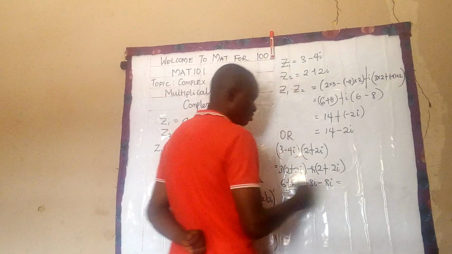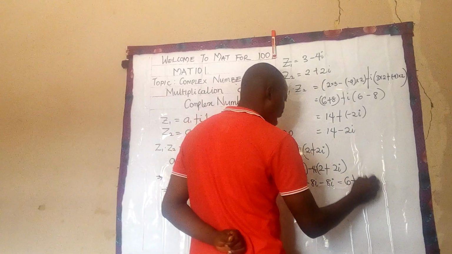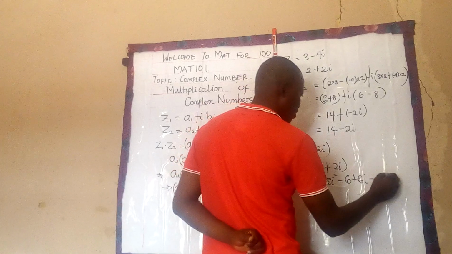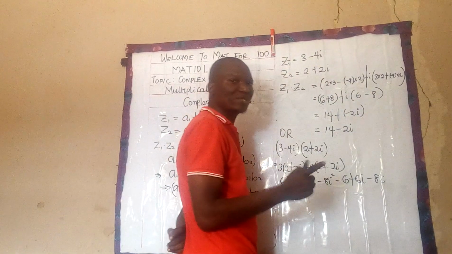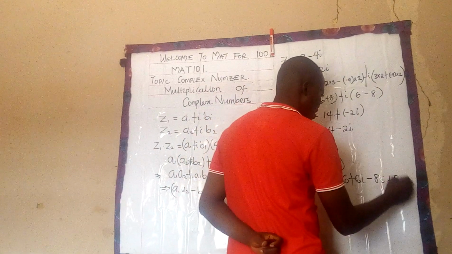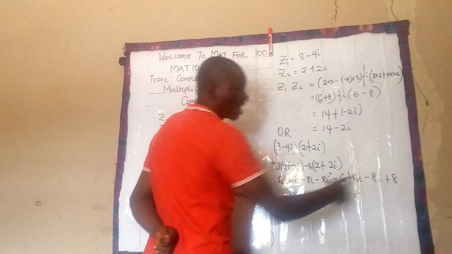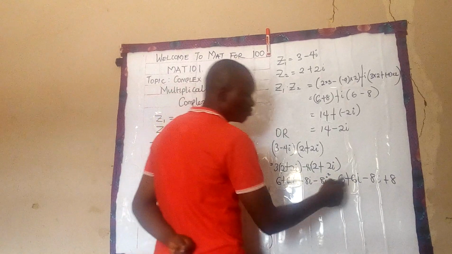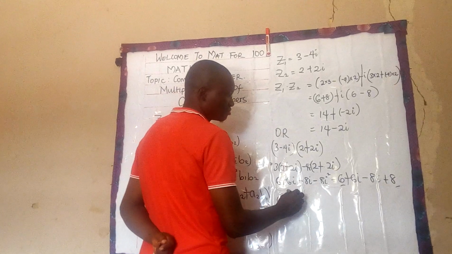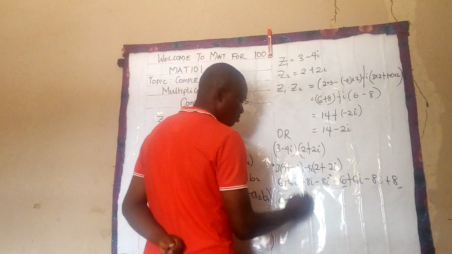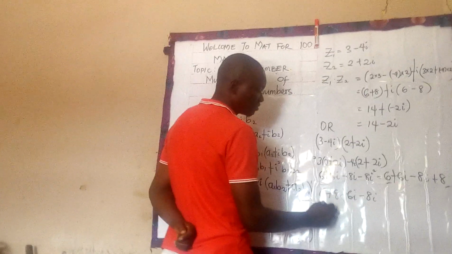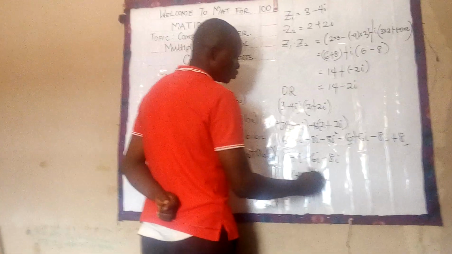So this will give me 6 plus 6i minus 8i. This minus 8i squared, i squared is equal to negative 1. Negative 1 times negative will give us plus 8. So we collect the real part and the real part, imaginary part and the imaginary part. See the real part here and the real part here. So I have 6 plus 8, imaginary part, 6i minus 8i. Then this gives 14 minus 2i.